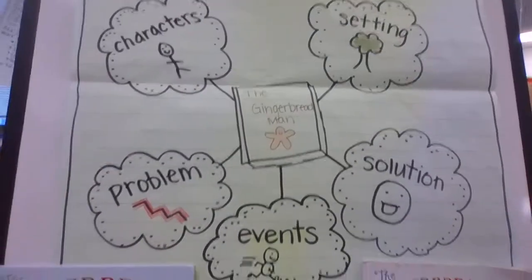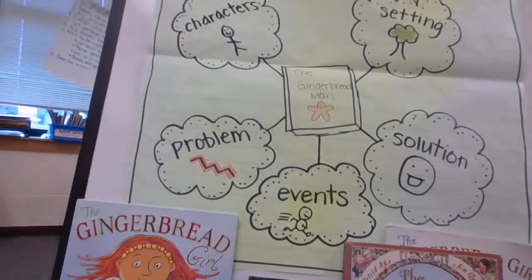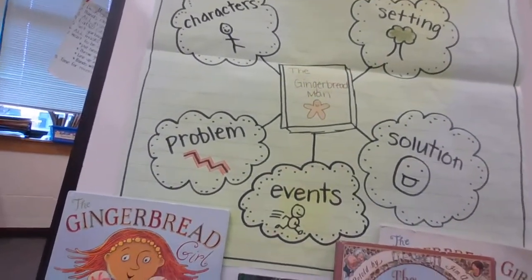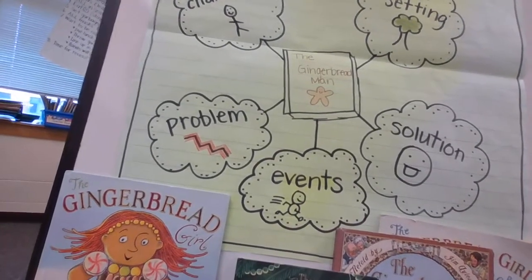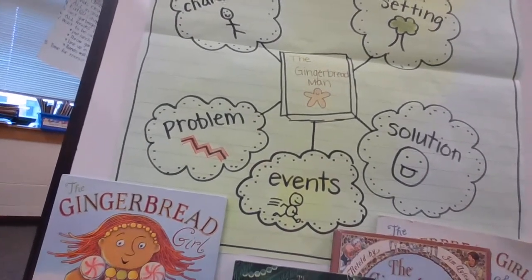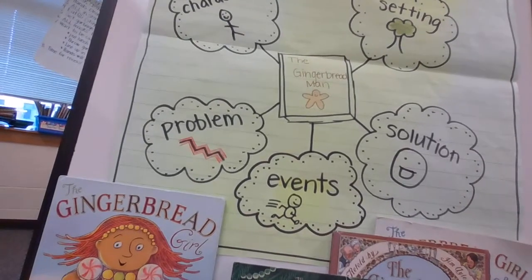And then lastly, we're going to be looking at our plot. So we have our problem, our solution, and the events that happen in our story. The pictures can show us more about those events that are happening, and the text and words can also help us learn more about those events as well.